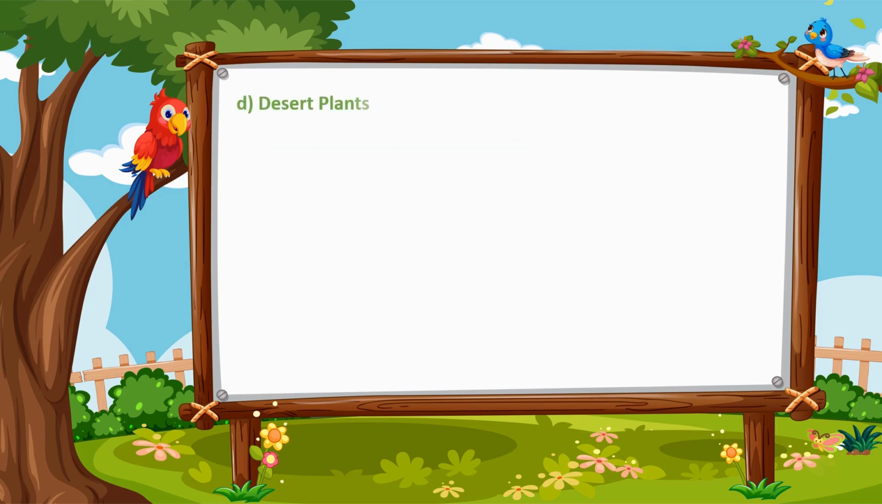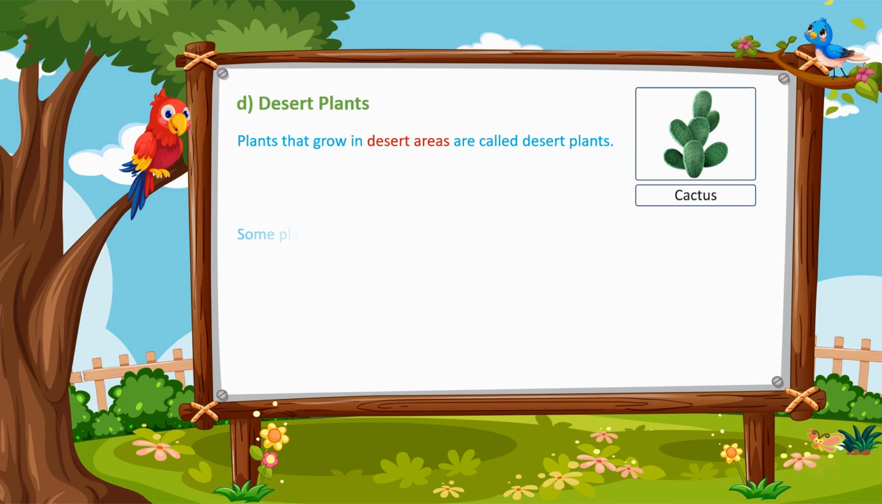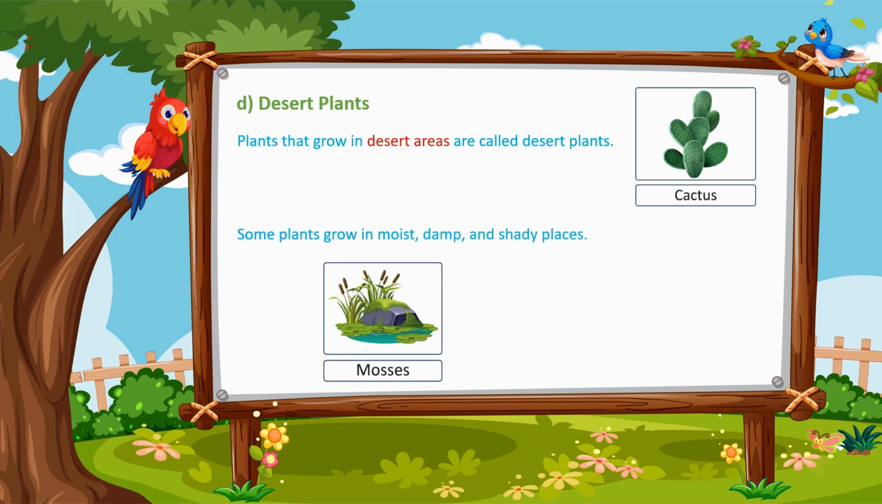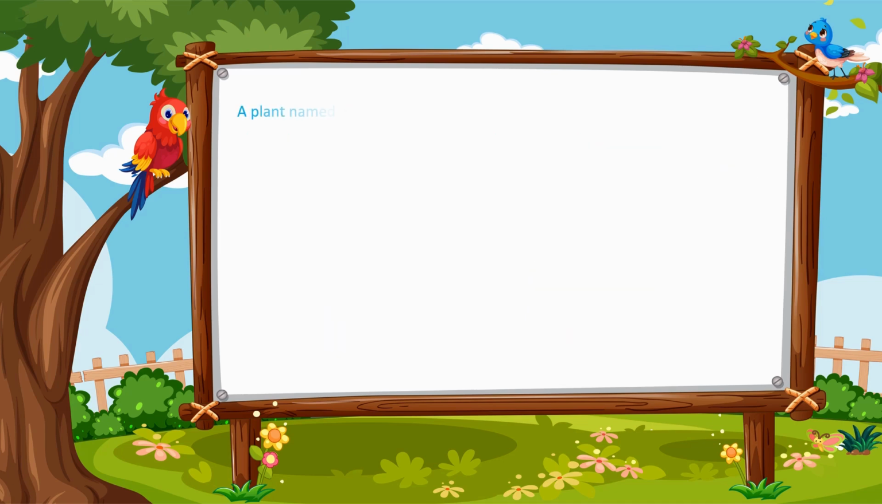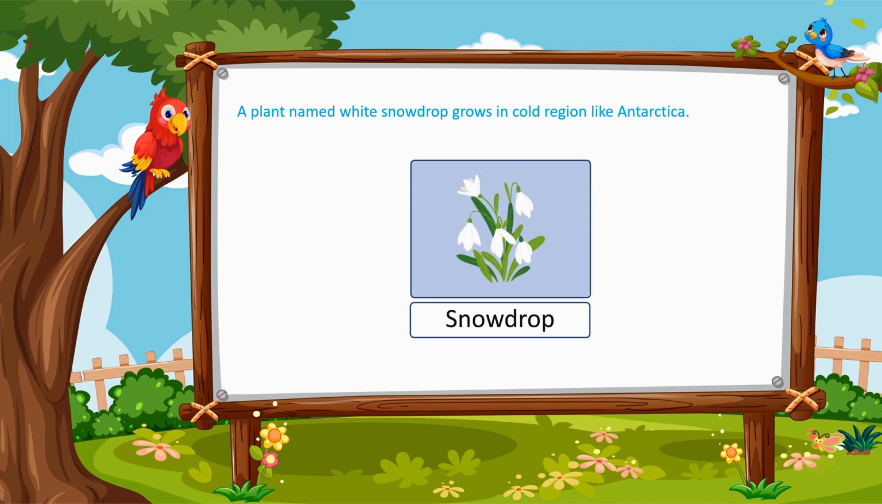D. Desert plants. Plants that grow in desert areas are called desert plants. Cactus. Some plants grow in moist, damp, and shady places. Mosses. Fern. A plant named white snowdrop grows in cold regions like Antarctica. Snowdrop.